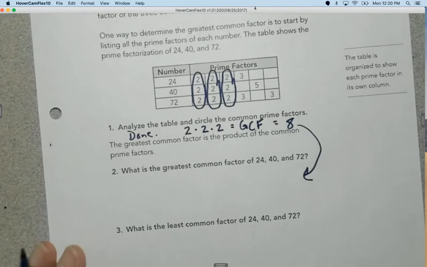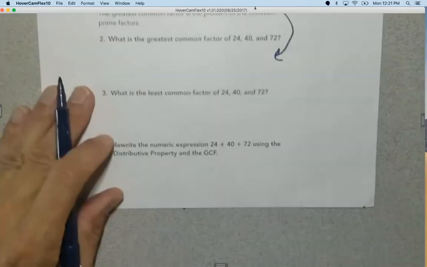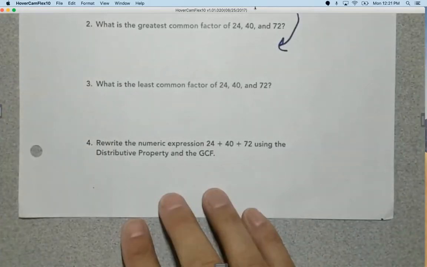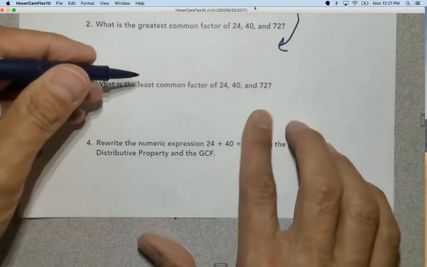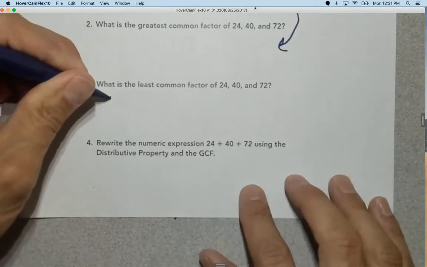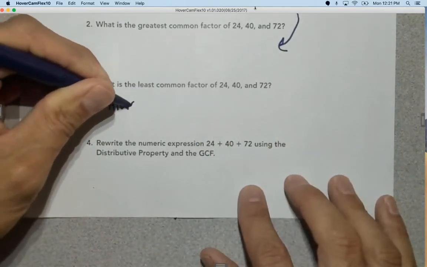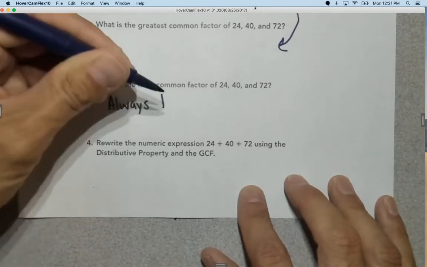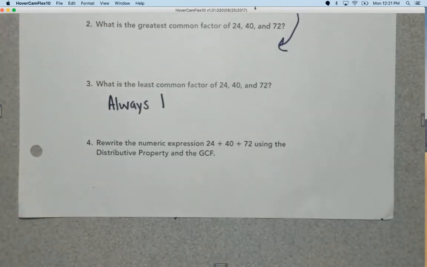And then 3 is like a trick question. What is the least common factor of 24, 40, and 72? The least common factor is always 1, because every number has 1 as its factor, and that would be the smallest possible one.